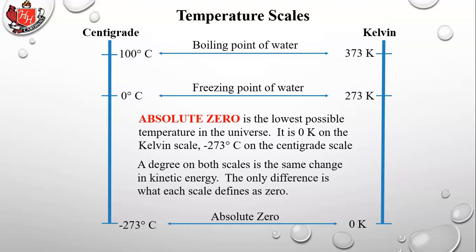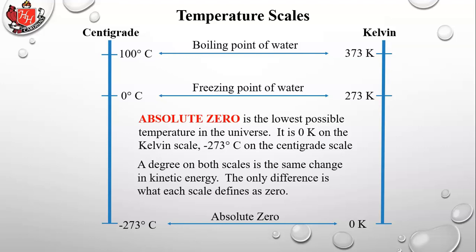It's called the Kelvin scale. Absolute 0 is the lowest possible temperature in the universe. It is 0 on the Kelvin scale and negative 273 centigrade on the centigrade scale. A degree on both scales is the same change in kinetic energy. The only difference is what each scale defines as 0. So if you look at the two scales, look at the freezing point of water and the boiling point of water. It's 100 degrees difference between the freezing point and the boiling point of water. If you go over to the Kelvin scale, the freezing point of water is 273 and the boiling point is 373, so that's also 100 degrees on the Kelvin scale.